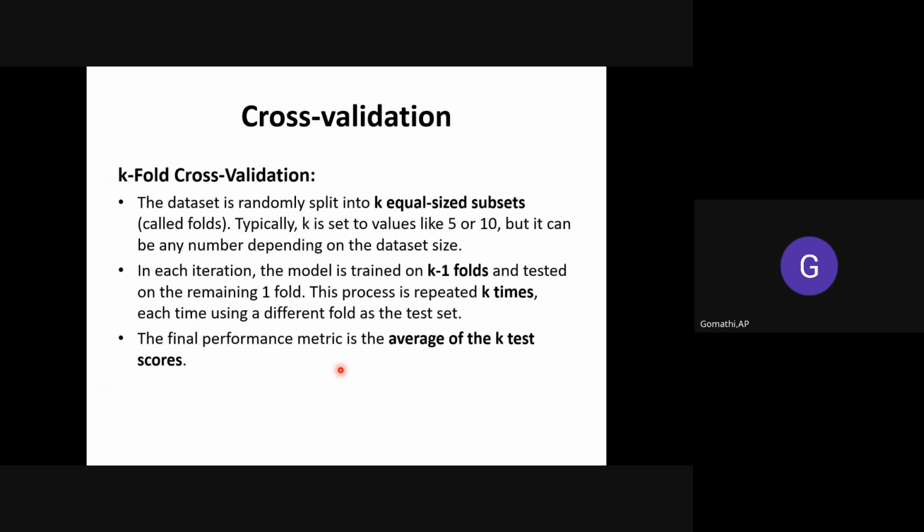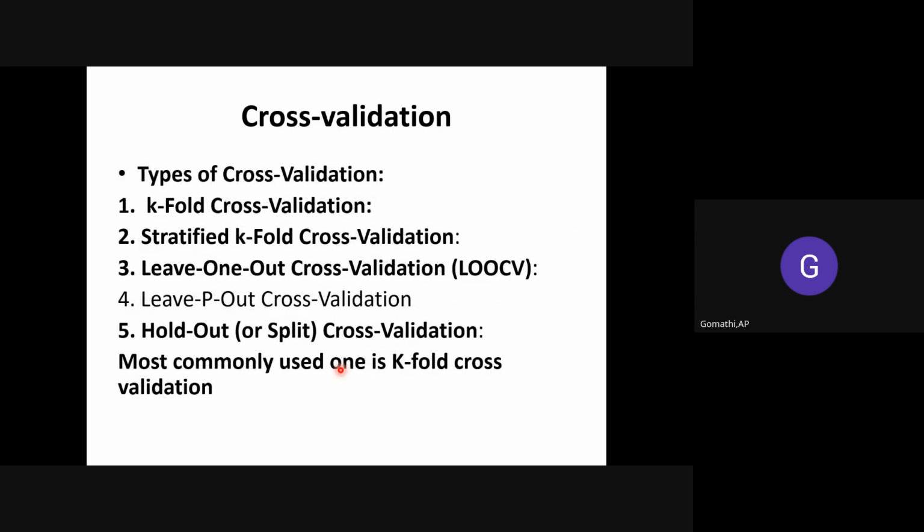So first one is the k-fold cross validation. But before going into the types, we have to discuss the benefits. So what is the main benefit of cross validation? It reduces overfitting, gives a more reliable performance estimate, and makes efficient use of the data set.